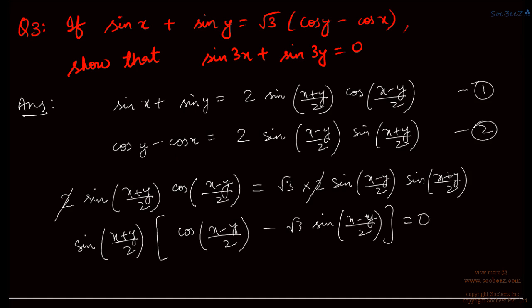Now remember one thing here, you cannot simply cancel this sin of x plus y by 2, because sin can very well take a value of 0, so this kind of cancellation is forbidden. This is completely wrong. So these are the possible roots of the equation: either sin of x plus y by 2 is 0, or the next term, cos of x minus y by 2 minus root 3 sin of x minus y by 2, equal to 0. So let's take the first one.